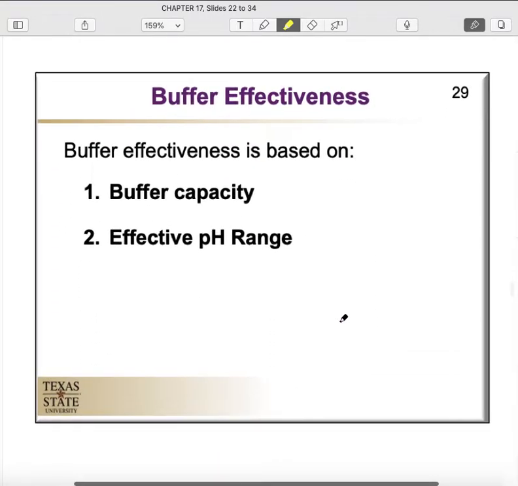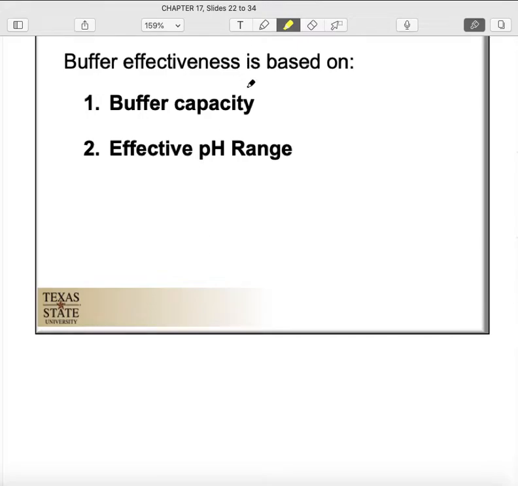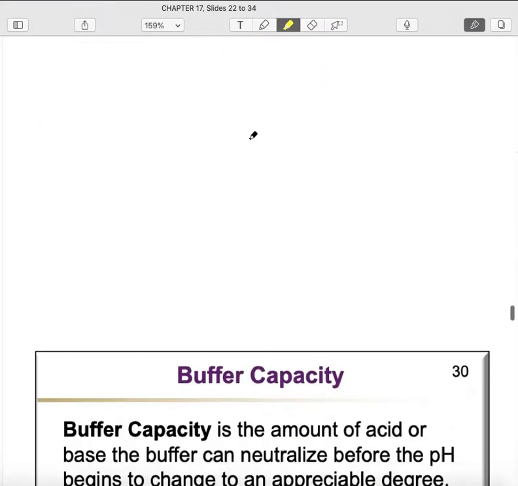Now, the buffers are effective, as we mentioned, in a range that is close to the pKa, and that effectiveness is based on the buffer capacity and the effective pH range. And we're going to talk about those two concepts in the next two slides.